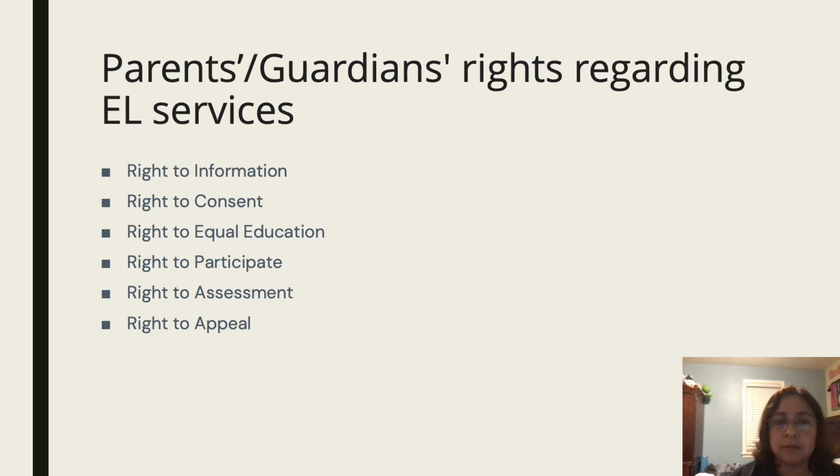With all this, we can say that the parents also have rights. What are the rights of the parents of students in the English learning program? Well, they have the right to information, to have all the information in their own language so they can understand what the program is about, how long they're going to be in it, and how the progress is going. Also, they have the right to consent, to say yes, I want my child to be in this program, or no, I don't want my child to be in this program. Or if the child is in that program but they see it's not working, they can also say, I don't want them in it anymore. They also have the right to make sure that their child has the same services and the same programs as the other students who are only English speaking.